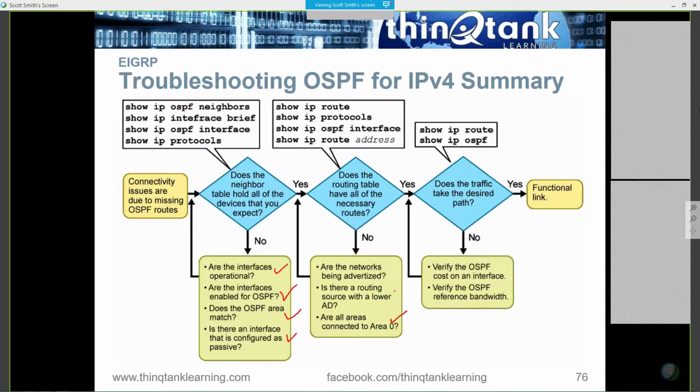All right. Is there a routing source with a lower AD? What do they mean by that? Is there a routing source with a lower AD? Yeah, administrative distance. If I'm looking for routes in the routing table and those routes don't show up, I need to see if there's another route with a lower administrative distance. If I'm running EIGRP or static routes, those are going to go into the table before OSPF routes will. Right?